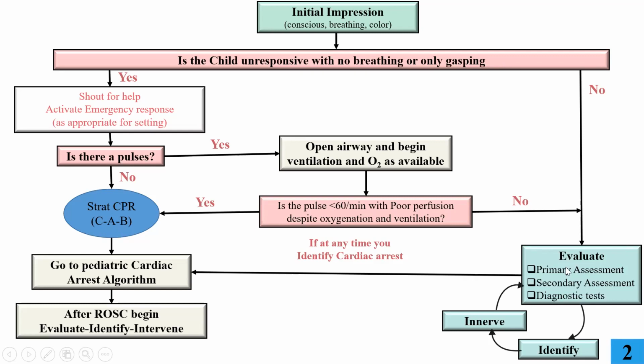So the initial impression is the first evaluation, the second evaluation is called primary assessment, the third is called secondary assessment, and the fourth is called diagnostic test. So again: evaluate, identify, and intervene with the initial impression; then evaluate with the primary assessment, identify, intervene; then the secondary assessment as evaluation, identify, intervene; and then the fourth, which is diagnostic testing. This is just a review of what we should do whenever a child crashes.